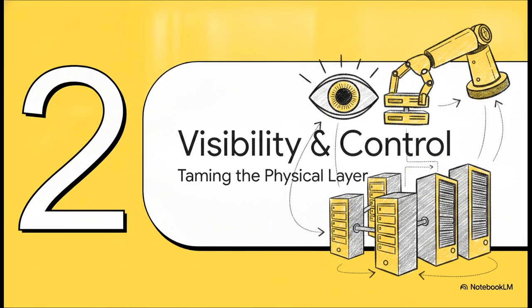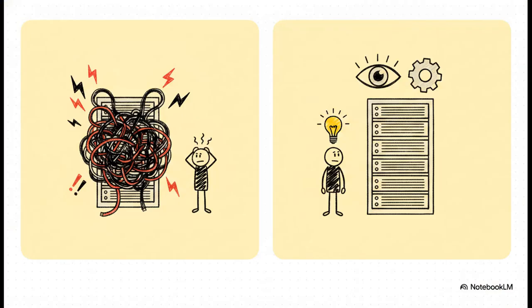Moving along to Section 2, Visibility and Hardware Control. Basically, taming the physical layer. The contrast here is literally night and day. Without SuperCloud Composer, or SCC, you essentially have zero data center observability. You're dealing with that flood of uncoordinated alerts and manual guesswork just trying to find a tripped PDU or a failing cooling loop. But the second you introduce SCC, that guesswork is eliminated.